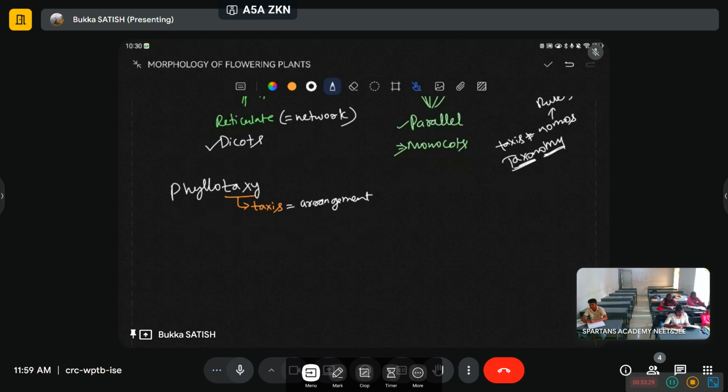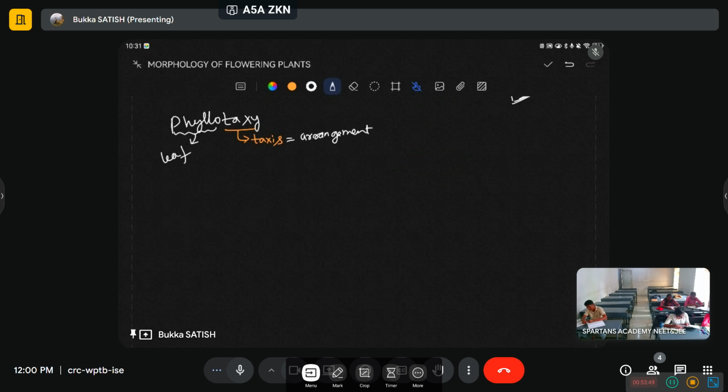The same way here, in phyllotaxy, taxis is arrangement. Phyllo means leaf. So it is basically the arrangement of leaves on the branches or the plants. So how these leaves are arranged, the arrangement pattern, you can say. So there are three different possibilities here.